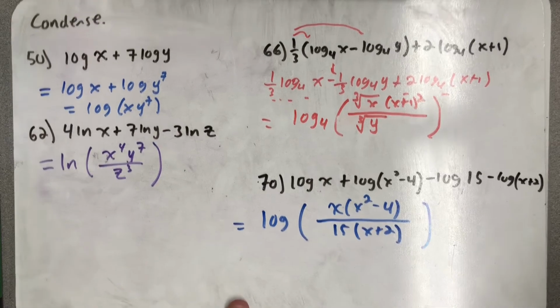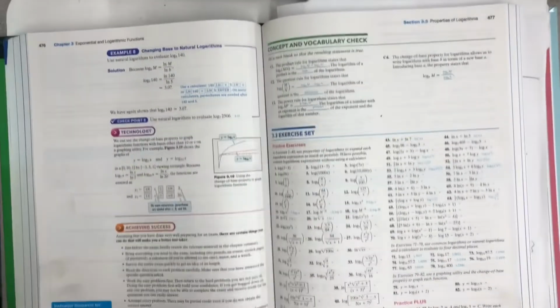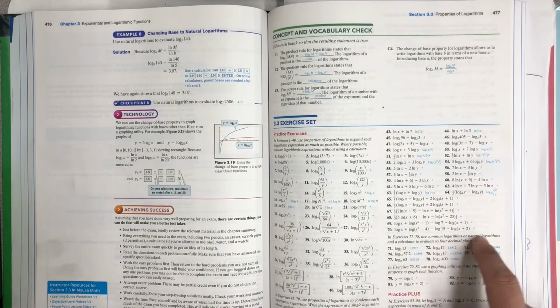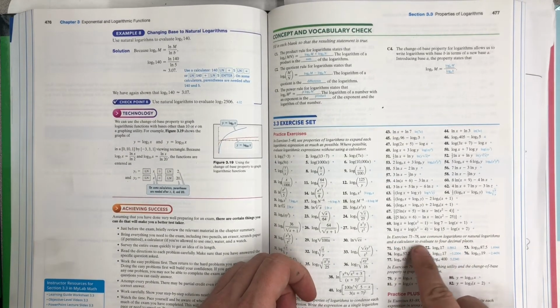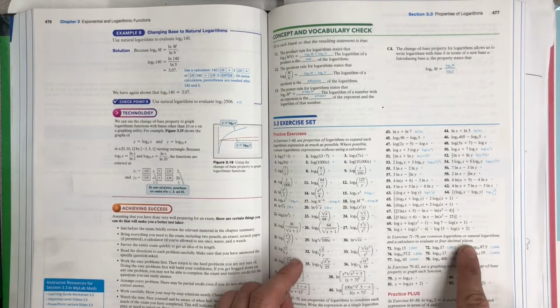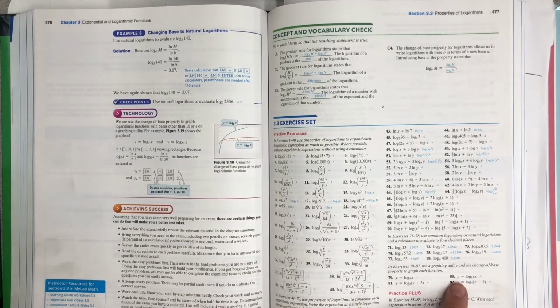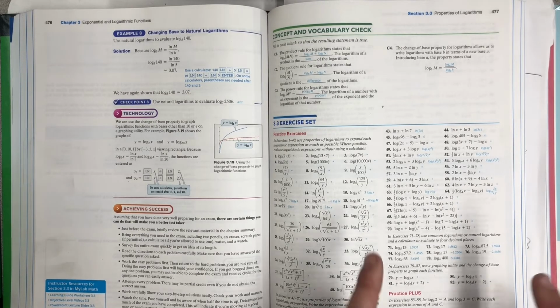The next 4 problems I'd like to take a look at, 3 of them come from this section, where the instructions in the book ask us to use common logarithms or natural logarithms in a calculator to evaluate these to 4 decimal places. And then this one down here, number 82, where I'm asked to graph using a graphing utility. So let's start with those.